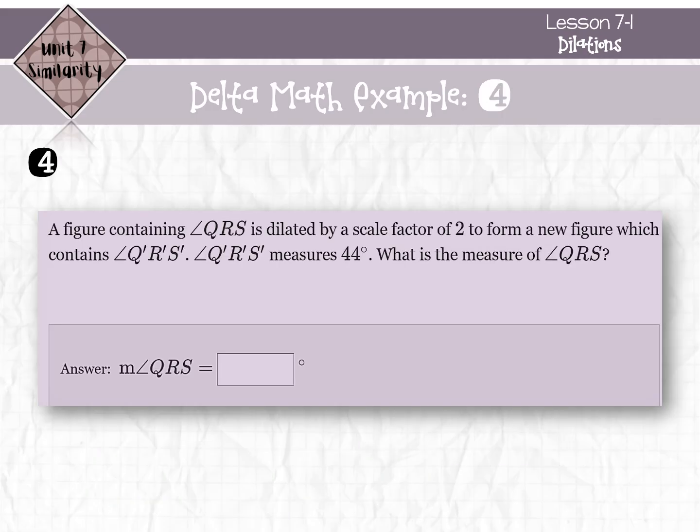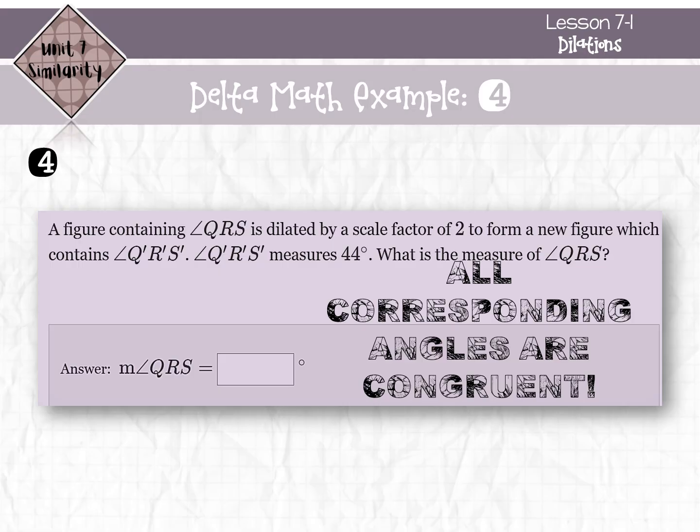Delta Math example 4, figure containing angle QRS is dilated by a scale factor of 2 to form a new figure which contains angle Q prime R prime S prime. That new angle is 44 degrees. What's the measure of the original? Well, all corresponding angles are congruent. So yes, it's still 44 degrees.